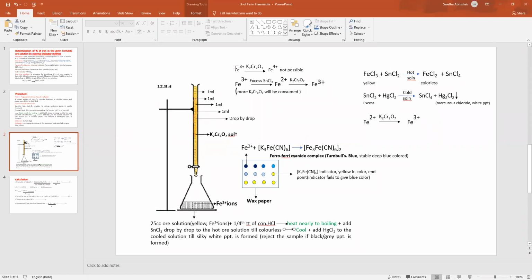Just follow the reaction which I have written. Potassium dichromate is a strong oxidizing agent. If ferric ions present in the ore solution are treated with K2Cr2O7, K2Cr2O7 will not react with ferric ions because ferric ions cannot be oxidized further. Fe in the +4 state is not stable, it is not possible. Therefore, ferric ions cannot be oxidized further and hence do not react with K2Cr2O7.